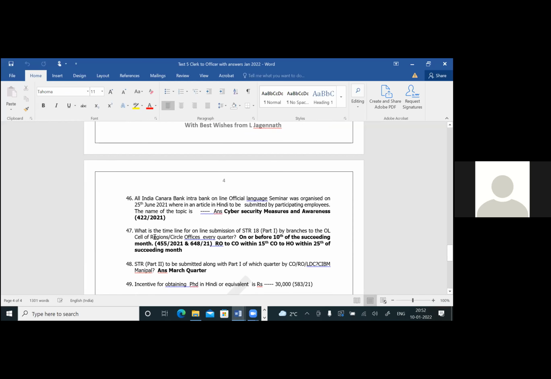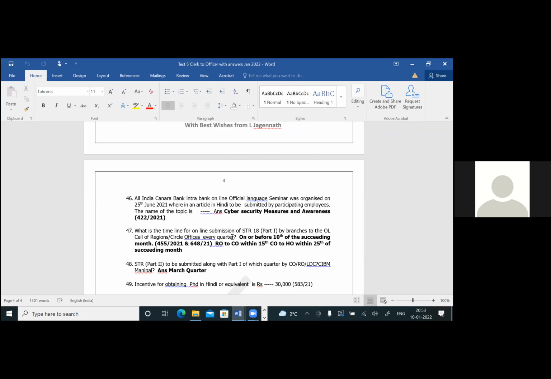What is the time limit for submission of STR 18 Part 1 by branches to the OL cell of region or circle office every quarter? See, STR 18. A very important statement is the statutory return, we call it STR. STR 18 gives the progress in Hindi of branches, offices, sections, etc. It consists of two parts, part 1 and part 2. Branches have to submit only part 1.